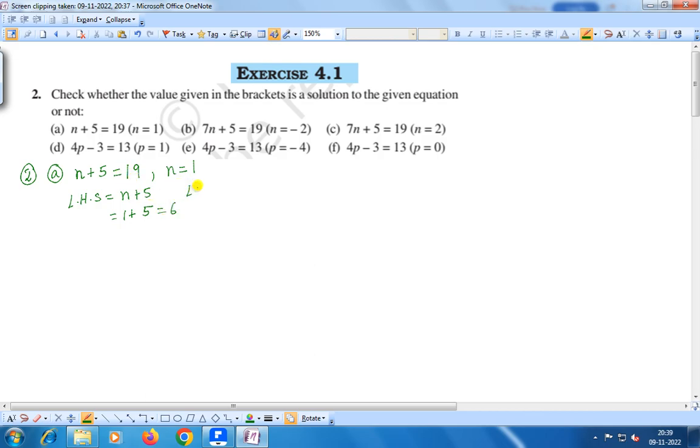Therefore, left hand side is not equal to right hand side. Therefore, it is not a solution of the equation.